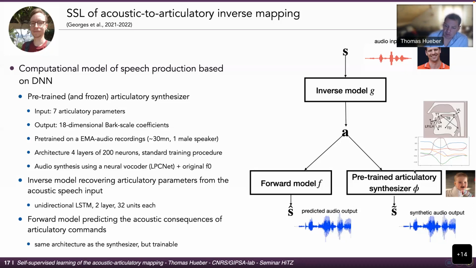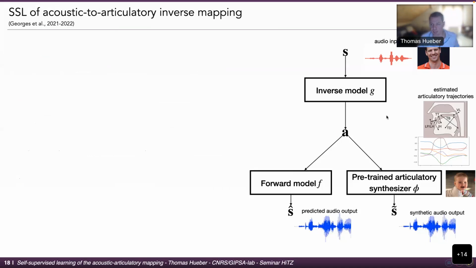When it's trained, the goal is to pre-train this synthesizer, then freeze it and train jointly the inverse model and the forward model, but without any supervision on articulatory data. We just want to train it with raw audio, to mimic how a child would learn this inverse mapping process from the ambient speech only. So how do we do that?